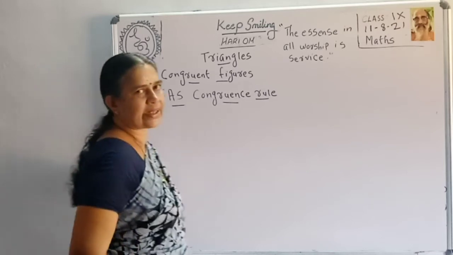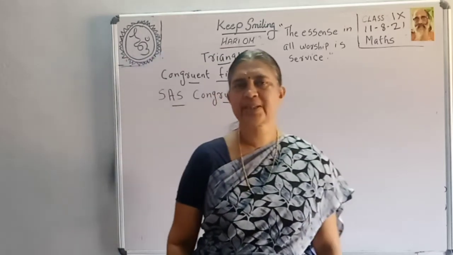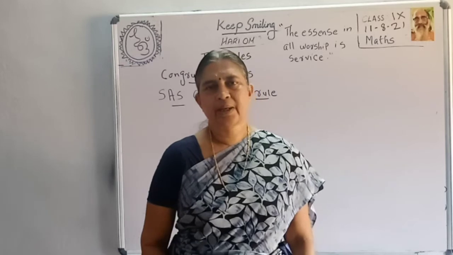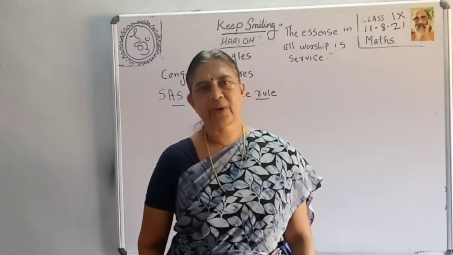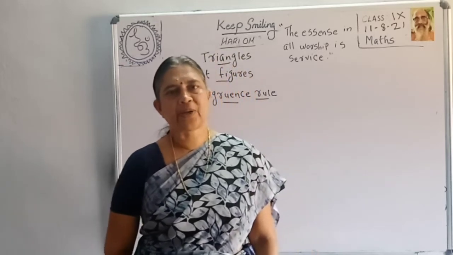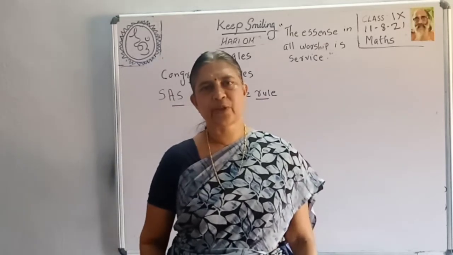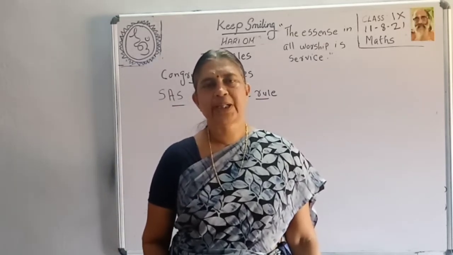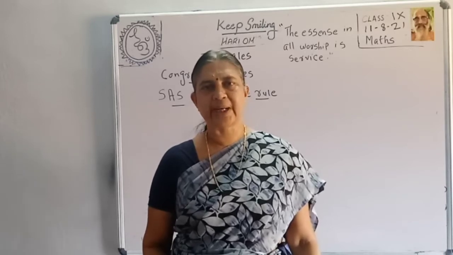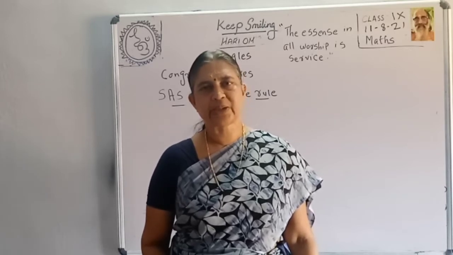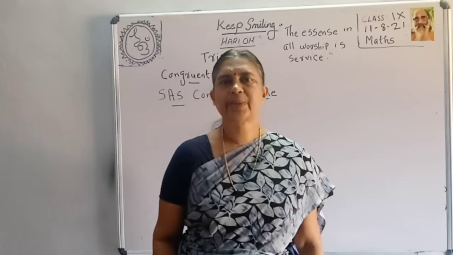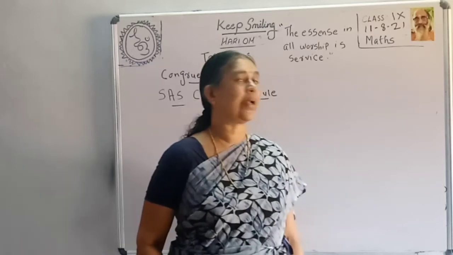Congruent figures. What do you mean by congruent figures? Shubham, can you say what are congruent figures? We say that two figures are congruent if they are of the same shape and size. If they are of the same shape and size, then they are called congruent figures.